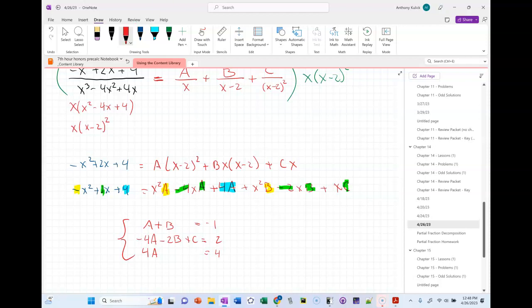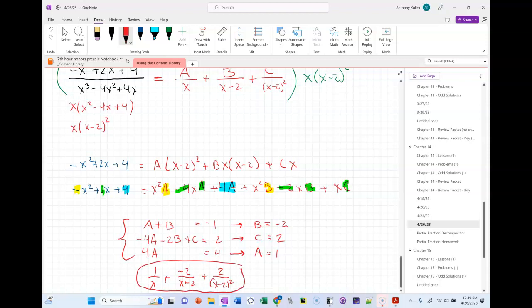And shoot, guys, I can do this in this system. I think we can solve this one in our head. What's a have to equal? 1. Now that a equals 1, using the first equation, what does b have to equal? Negative 2. And now that a is 1 and b is negative 2, what's the third equation have to be? 2. C has to be 2. Great. So that's it. So I have 1 over x plus negative 2 over x minus 2 plus 2 over x minus 2 squared. That's all she wrote.